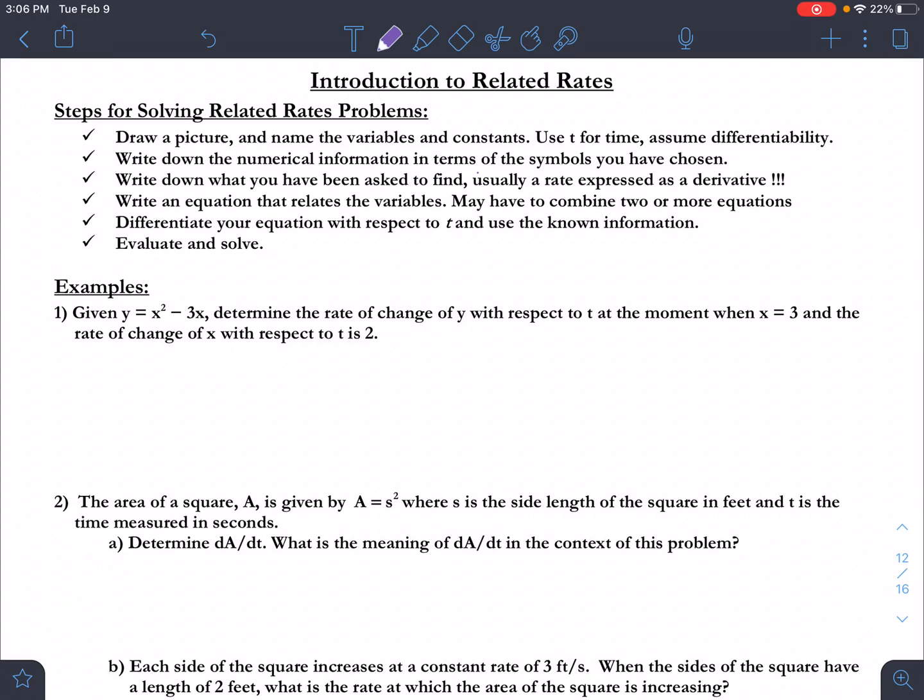Hey everyone, so today we're going to talk about introduction to related rates. After this video, the next video will be about advanced related rates, so we'll talk about a little more challenging problems. But in a general sense, here are your steps.